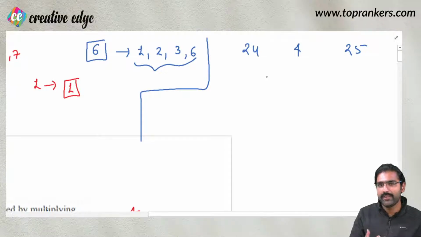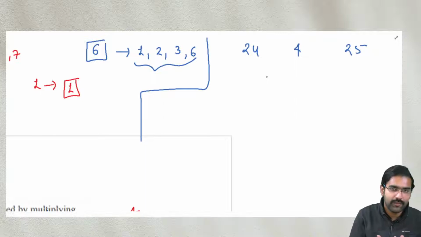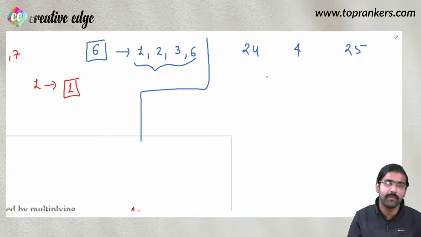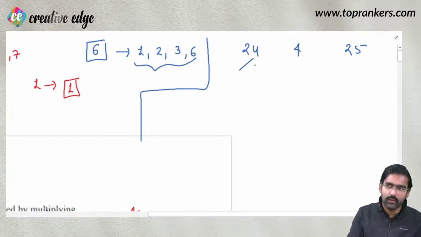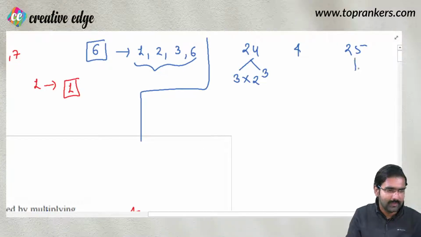That I will be writing 24 as the product of the higher powers of its factors. So I'm expressing 24 in the form of a product of higher powers of its factors. So 24 can be 8 into 3, which is 3 into 2 cube, or 2 cube into 3. Similarly, 25 can be written as 5 square.